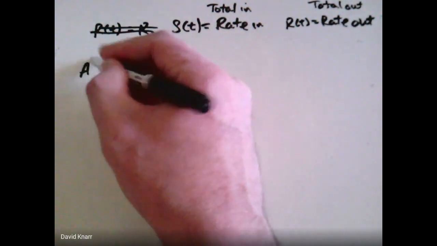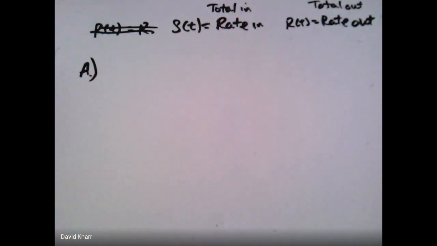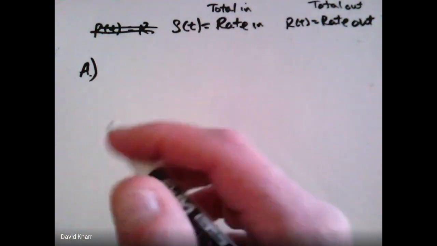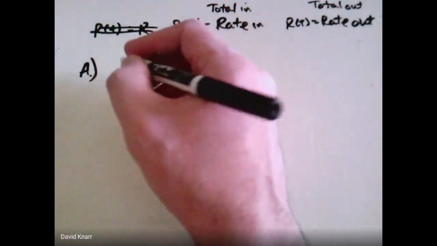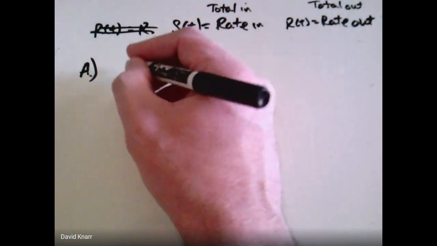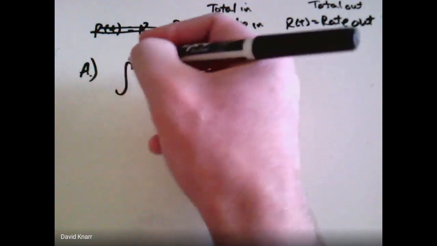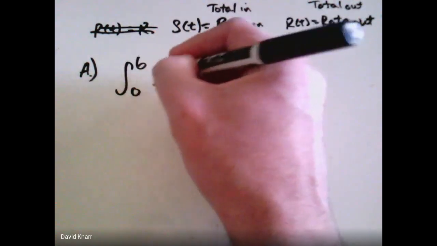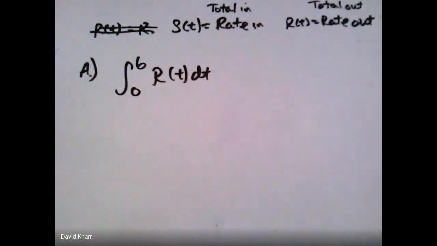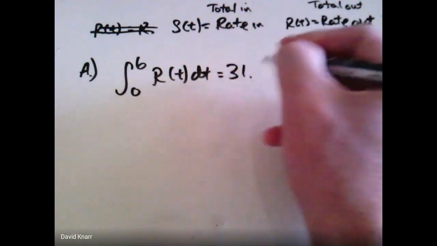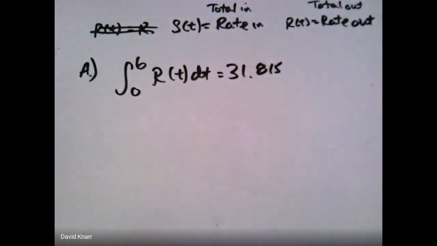Letter A. Here we go. How much sand will the tide remove from the beach over the 6 hours? Indicate the units. So now you must give the units. You want to know how much is removed, so you're going to have to integrate from 0 to 6, R of T dt. And if you do that, you get 31.815. Just type it in the calculator. Make sure your calculator is in radian mode. The calculator is always in radian mode for this class.